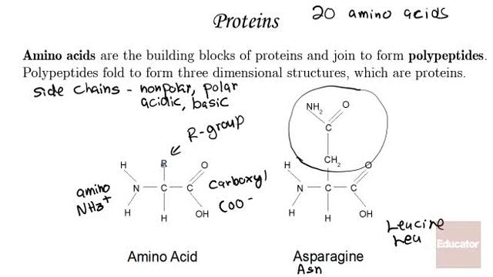First, let's just talk about nonpolar. Glycine has an R group that is just a hydrogen atom. That's going to be an example of a nonpolar amino acid. A polar amino acid might have, for example, hydroxyl groups on it, or some other polar functional groups. Asparagine is actually considered a polar amino acid. So this one's polar.